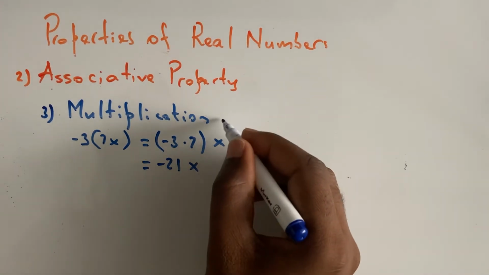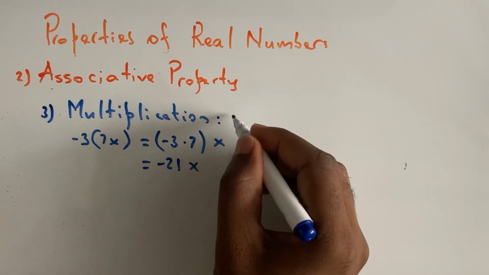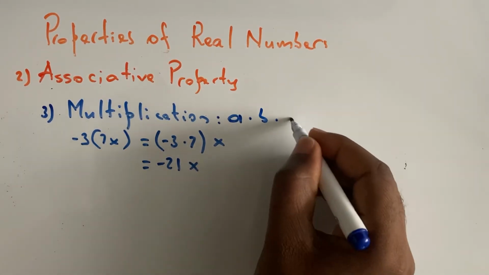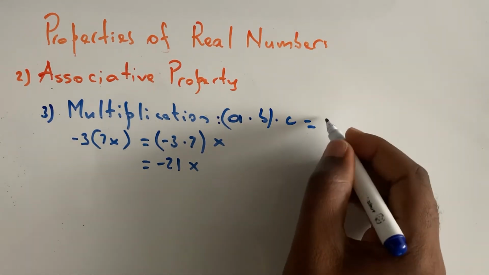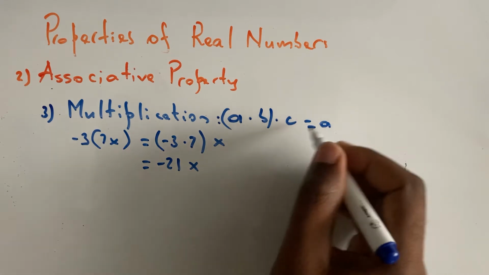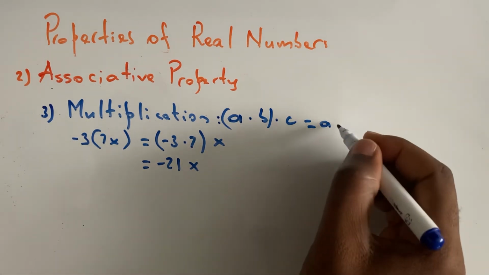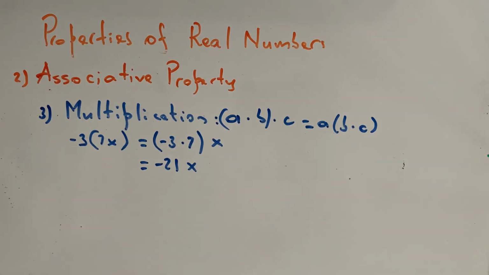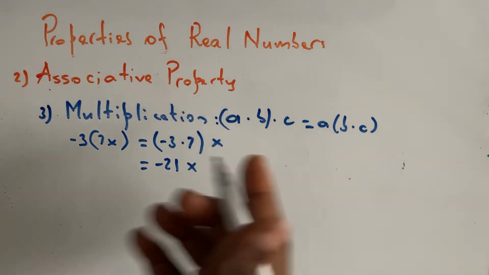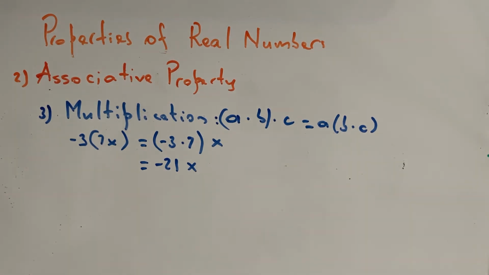So what it means is, if you have A times B times C, this is the same, when you associate these two, as associating the B and the C, or the A and the C, anyhow you want to put it, right? As long as you associate two different ones, two different terms, you can still do that, okay? So this is called the associative property of multiplication.